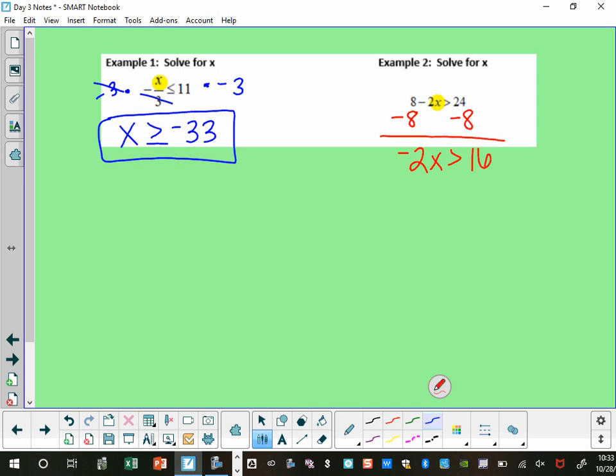Ashley, how do I solve for x here? Good, we're going to divide both sides by negative 2. And I'm left with x. What happens to my sign? It flips. So instead of being greater than, it's now less than. So x is less than, and 16 divided by negative 2? Negative 8. Okay? This is ringing a bell for you guys? Hopefully.